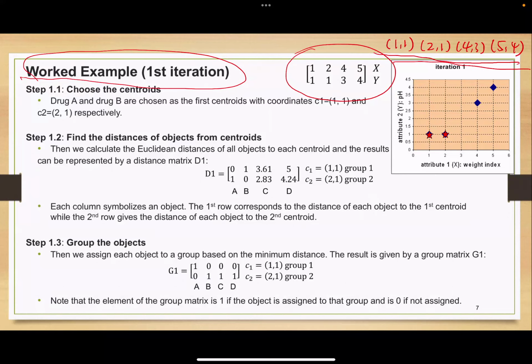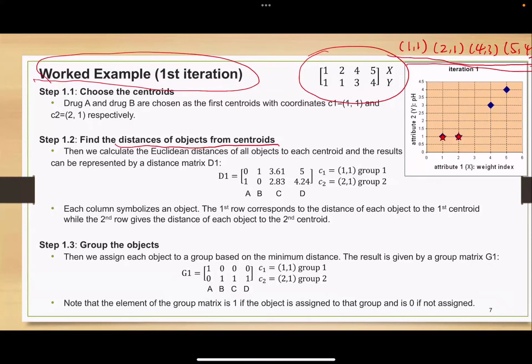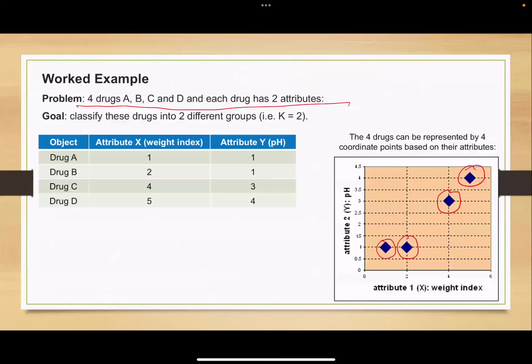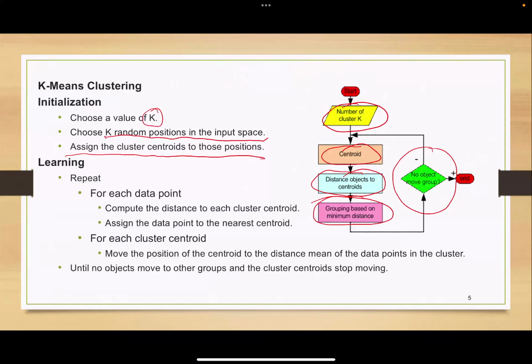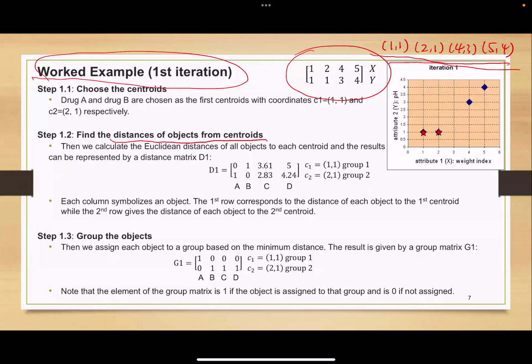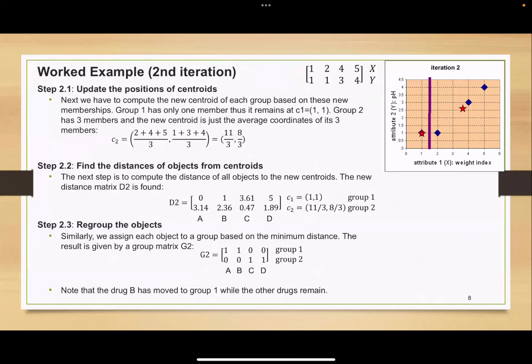And then we need to calculate the distance of the object from the centroid. So let's look back. Firstly, we need to choose the centroids, initializing the centroids. And in this case, we set the number of clusters k as 2. We want to cluster them into two different groups, okay?